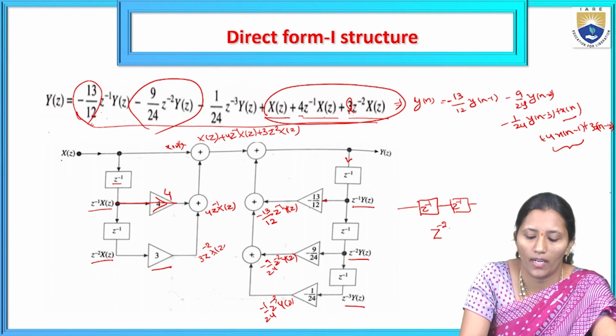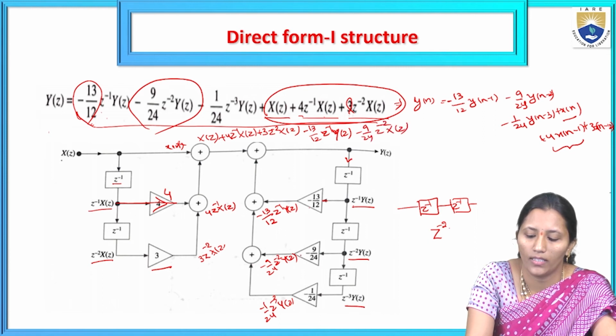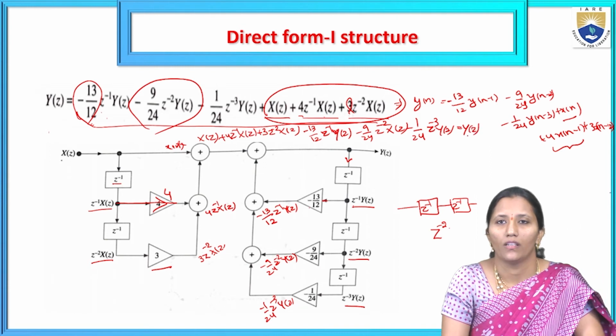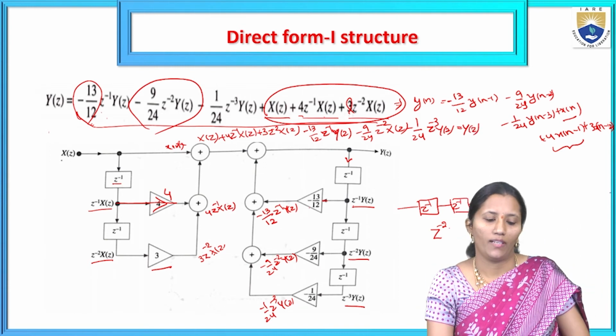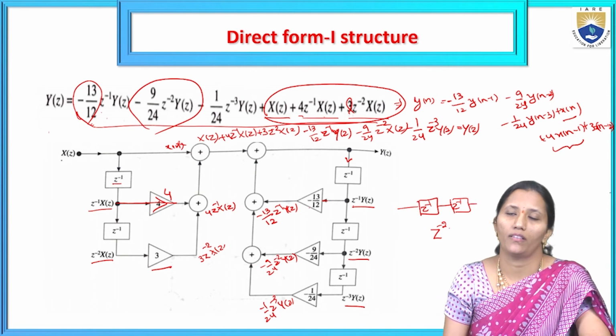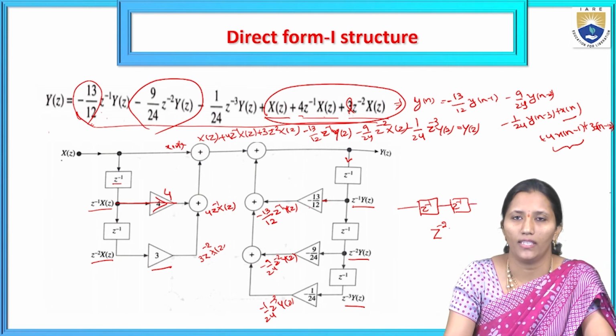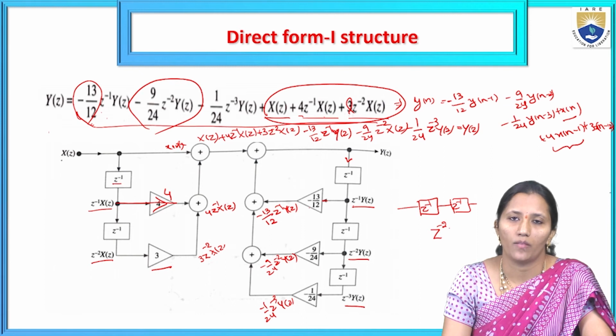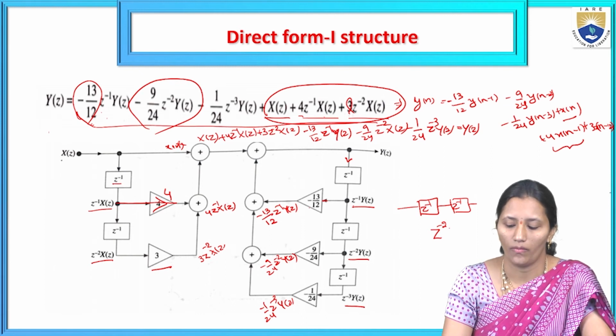All these are added using adders: minus 13 by 12 z power minus 1 y of z, minus 9 by 24 z power minus 2 y of z, and minus 1 by 24 z power minus 3 y of z. This is the total of our y of z. We can take y of z, or by using the difference equation for y of n, we can realize it in terms of a block diagram. So this is the direct form 1 structure.